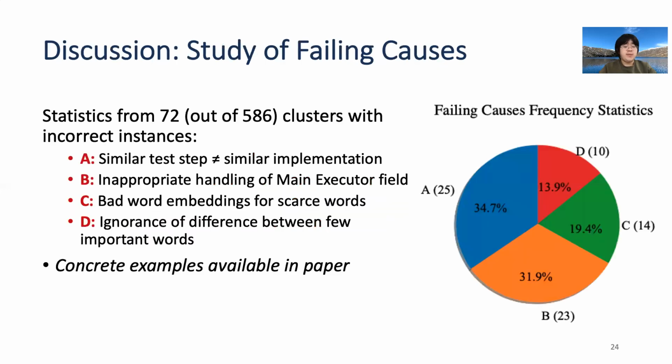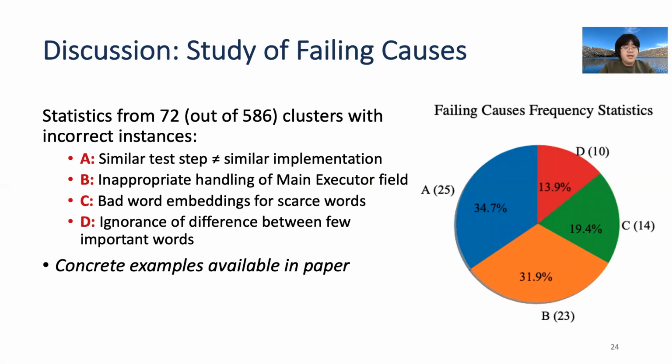As an attempt to improve the current approach, we inspect the 72 clusters with incorrect test step instances out of all 586 clusters. For each cluster, we only count the major failing cause and outline the four failing causes as such. A, the most common cause is that the similar test step descriptions may not mean similar implementations, or may not mean that they can be implemented by the same test API method. Since the failing cases are few compared to the total, this threat is not so vital.